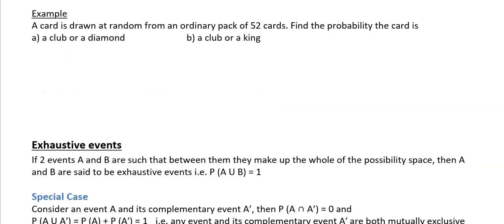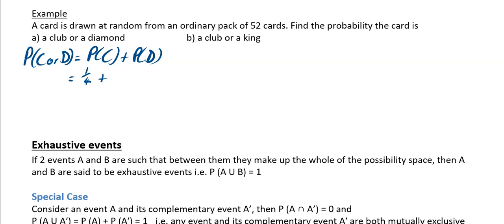This example says, a card is drawn at random from an ordinary pack of 52 cards. What is the probability the card is a club or a diamond? Being a club or a diamond, you can be a club, you can be a diamond, but you cannot be a club and a diamond. So the probability of a club or diamond is just the probability of a club plus the probability of a diamond. You can make this very easy by using 1/4 for a club and 1/4 for a diamond. Add a quarter and a quarter and you get 2/4, which is just a half.